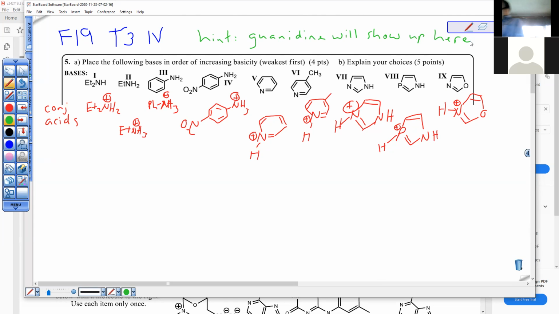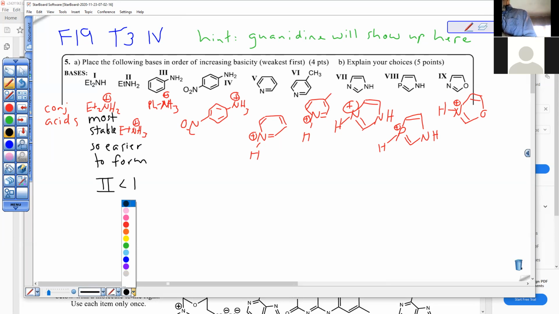We'll see. Where are we going here? We got the alkyls as the best that we have available here, the first two. Let's just say the best one is the secondary one. This is most stable of these two, which means it's easier to form. So 2 is not as basic as 1, and I put those in a box.